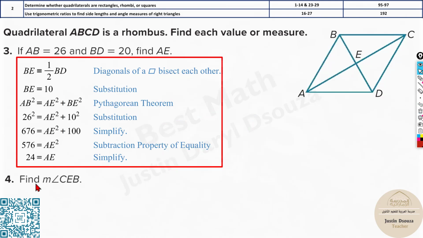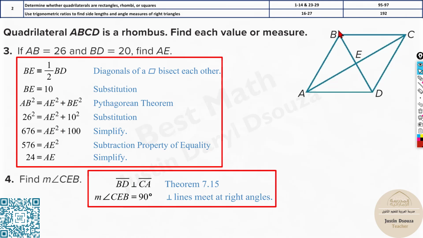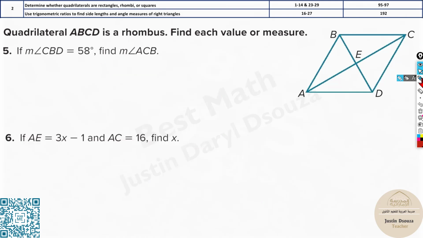And now let's look into the measure of CEB. Where is CEB? It's 90 degrees, right? All these diagonals bisect each other and cut at 90 degrees. Now CBD, that is over here, CBD is 58 degrees. What is ACB? Where is ACB? This one is not known. ACB. So this is 90 degrees.